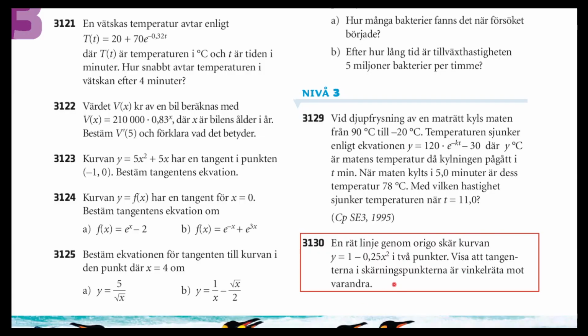So the problem tells you that a straight line passing through the origin, which straight line is not mentioned, intersects the graph of this function at 2 points. Show that the tangent lines at the intersection points are perpendicular to one another. So it means that the tangent lines intersect, and the angle between them is 90 degrees.